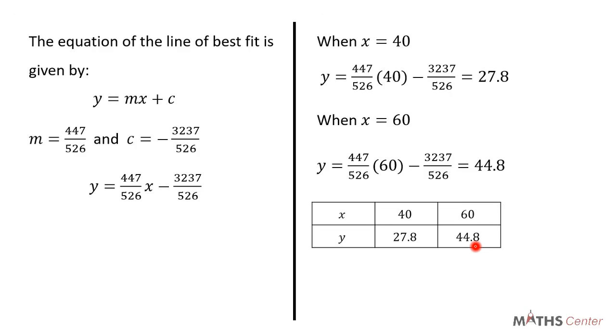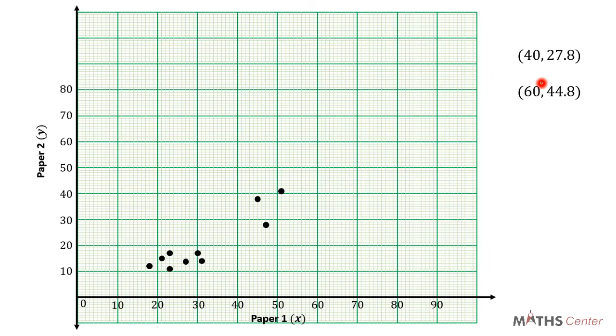We will plot these 2 points on the scatter diagram and join them with a straight line to get the line of best fit. As you can see here, the first one, the x coordinate is 40, the y coordinate is 27.8. So as you can see, we have 40 here, 27.8 will be somewhere between 20 and 30. So you see, you can actually plot them on the graph. And then the second one too, you have 60 and 44.8. So 60 is here, 44.8 will be somewhere between 40 and 50. So you can plot them.